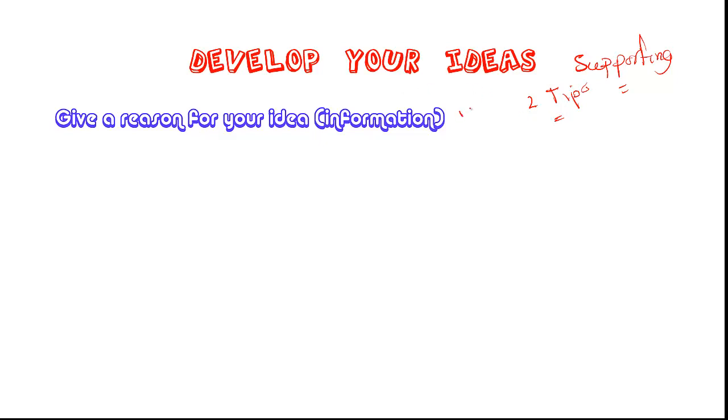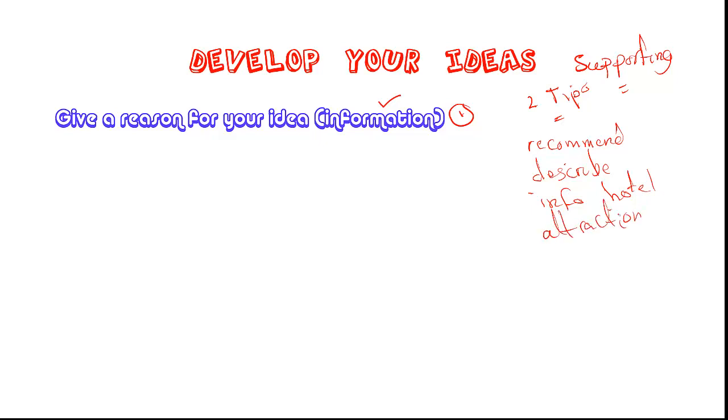Tip 1 is to give a reason for your idea, for your information. If you write information to your friend, whatever the information is, for example if you're describing a place, recommending a restaurant, providing him with information about a hotel or attraction places to visit or whatever, you should give a reason.